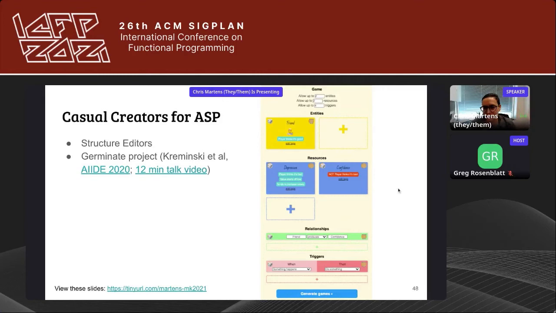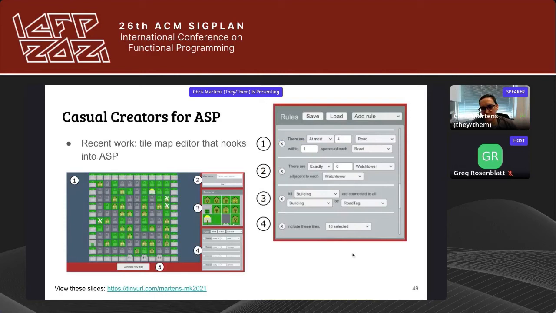Along similar lines, we've recently been working on a tool for tile map editing based on similar principles, again with a web-based widget structure editor for creating these expressions that represent rules and constraints in the answer set program. So you might want to say that there are at most 4 roads within one space of each other, so that you create roads that look a little bit more like roads and less like big blobs of gray space. You can also see these lock symbols on the map, which indicate that you can lock in certain parts of the map that you like, and then let it generate the rest of it. And we're working on trying to figure out what the most important set of features would be for someone who wanted to use this in a real PCG application.